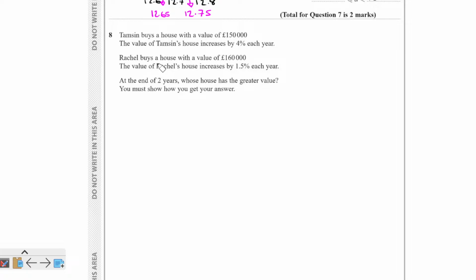So then we've also got Rachel buys a house with a value of £160,000. The value of Rachel's house increases by 1.5% each year. At the end of 2 years, whose house has a greater value? Yes, this is the same as compound interest, just they've given it the context of houses. So all I need to do is use my formula for compound interest, which you might have memorized. I'm pretty sure it's on the formula sheet though as well.